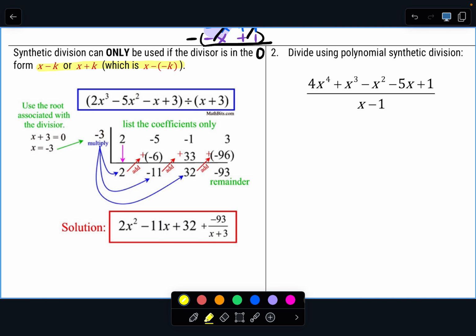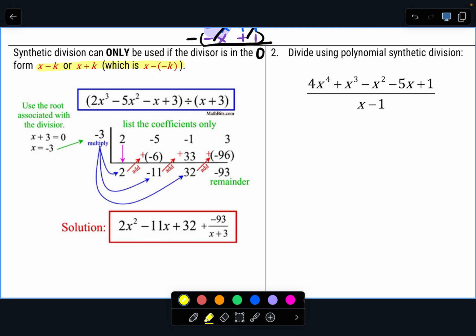You will have to do synthetic division on your test. There will be a problem that says solve by long division, and there will be a problem that says solve by synthetic division. So you have to know both methods. If you wanted to check that your synthetic division is correct by doing long division, if you have time, you absolutely can, but we have to see you doing synthetic division.